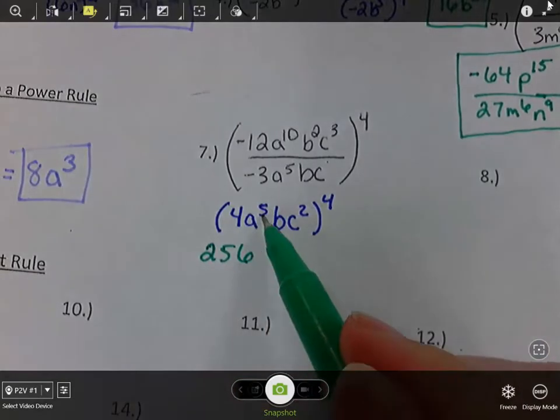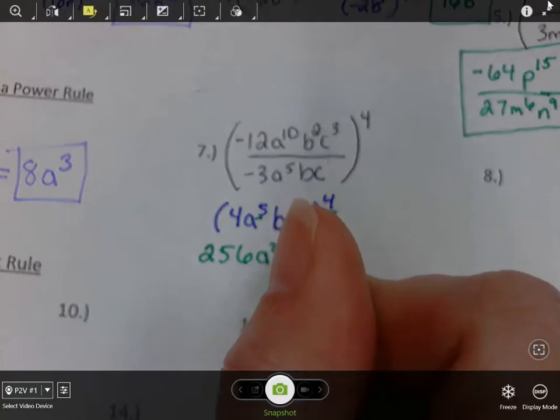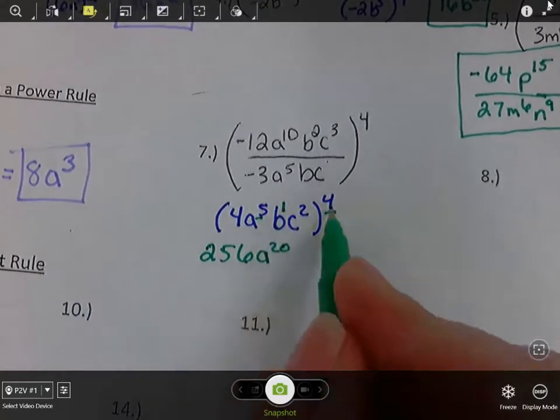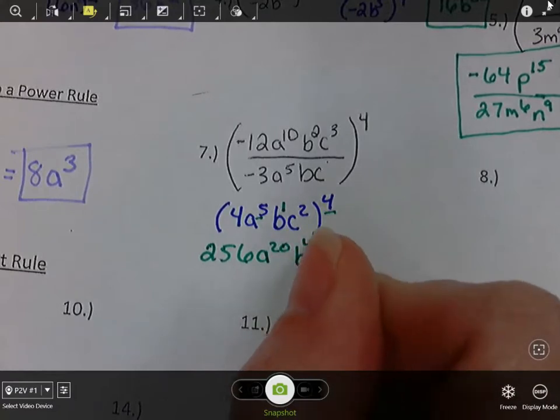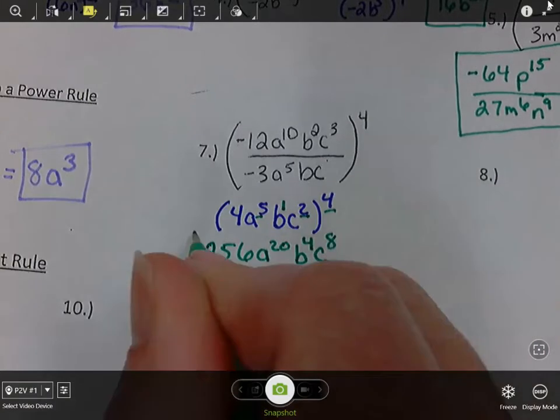Now when you do a to the 5th to the 4th, you do 5 times 4, which is 20, so a to the 20th. This b has a 1, so it's 1 times 4 is 4, so b to the 4th. And 2 times 4 is 8, so it's c to the 8th. And that's your answer.